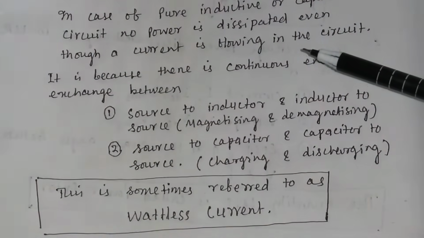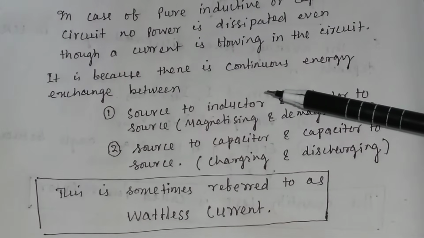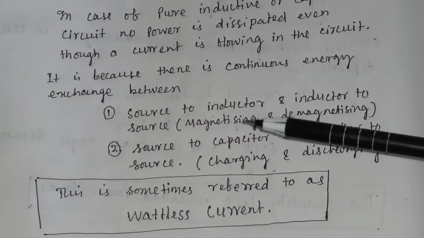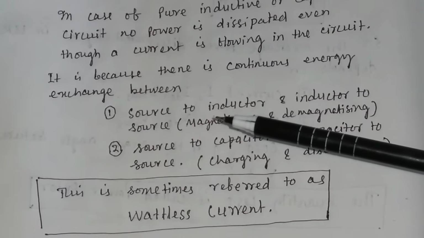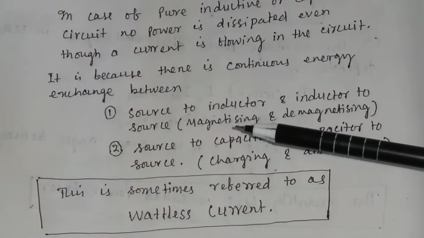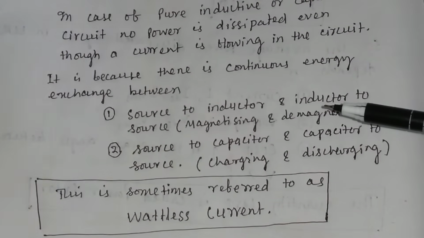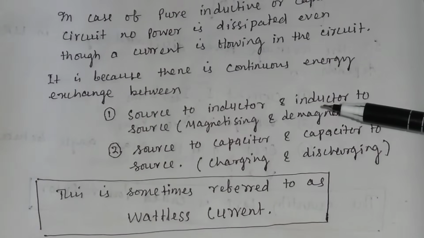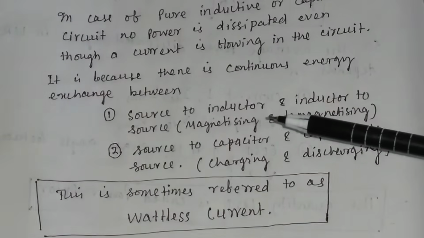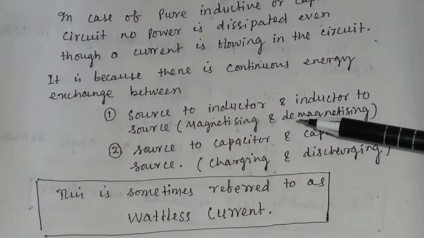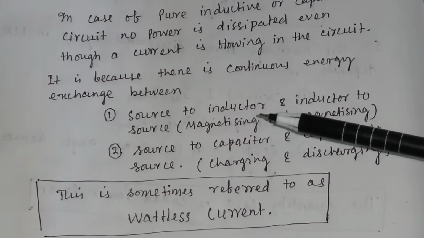So why is there no power dissipation in a purely inductive or capacitive circuit? It is because there is continuous energy exchange between source and inductor and inductor and source. When there is exchange of energy from source to inductor, we say it is magnetization of the inductor, and when the energy exchange takes place from inductor to source, we say it is demagnetization. So continuous magnetization and demagnetization occurs in the inductor. That is why there is no loss of energy.